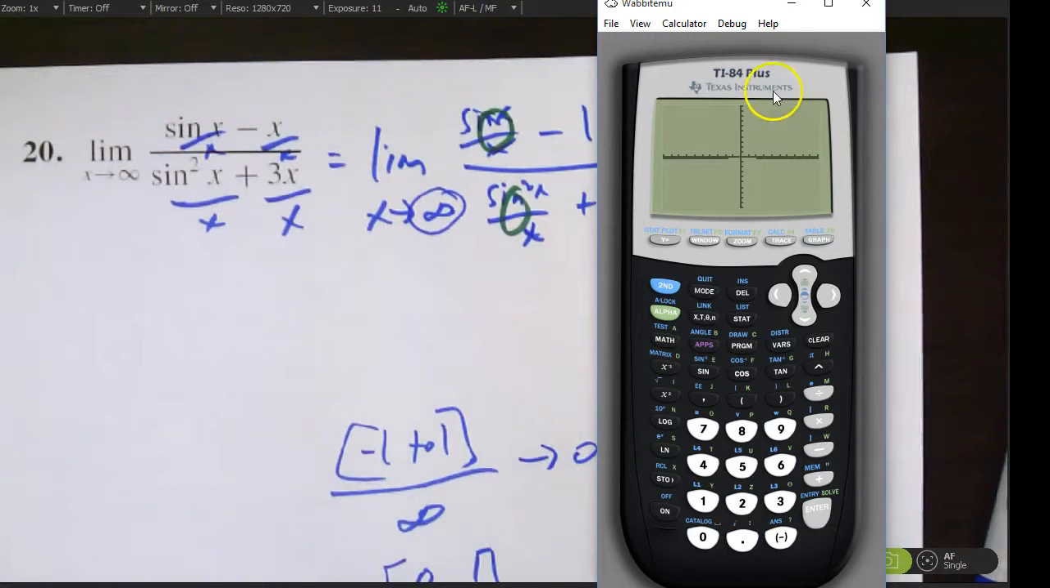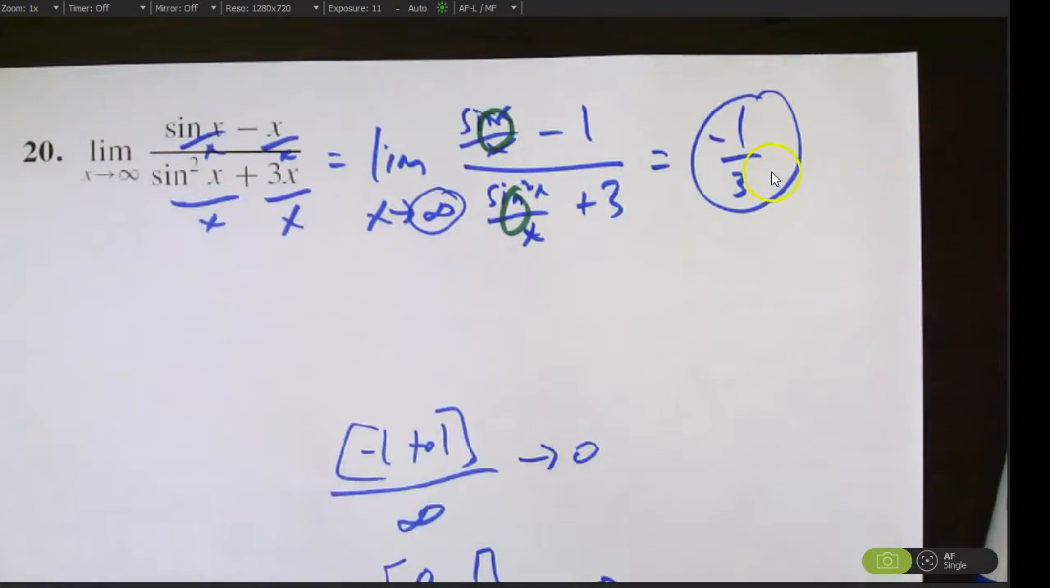And you can see it looks like it levels off pretty quickly. If you look at the table, I'm at 600 something out. Notice it's like negative 0.334, negative 0.3328. It's getting closer and closer to negative 0.3. So it's going back and forth a little bit, but it's leveling off towards negative 0.333, which is negative 1/3.